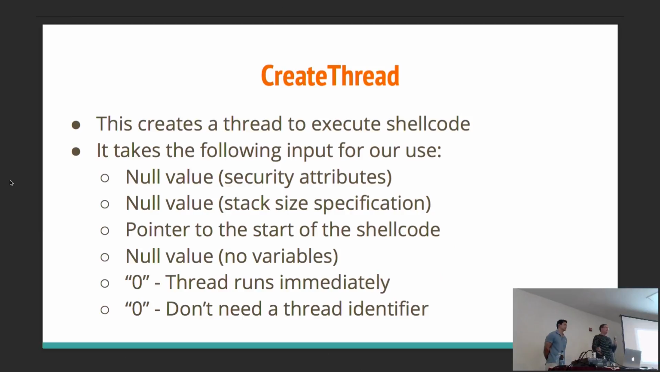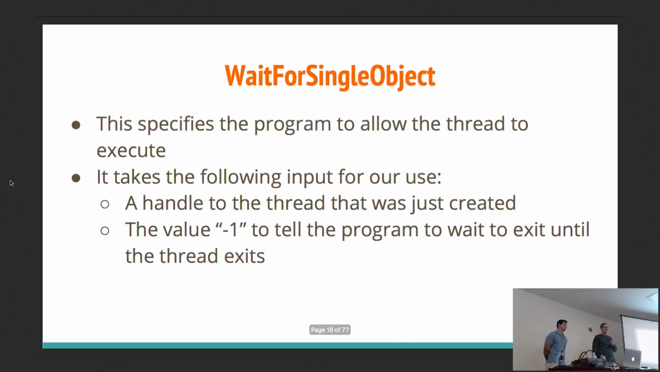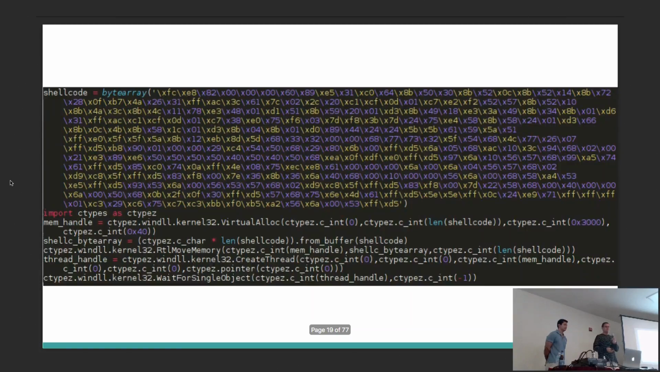CreateRemoteThread is exactly what it sounds like. It creates a thread based off the memory pointer that you give it, and it will run the code that you injected into memory. The final thing is WaitForSingleObject. This is what tells your program's main, essentially, don't exit out. Let that shellcode run to completion before the whole program exits.